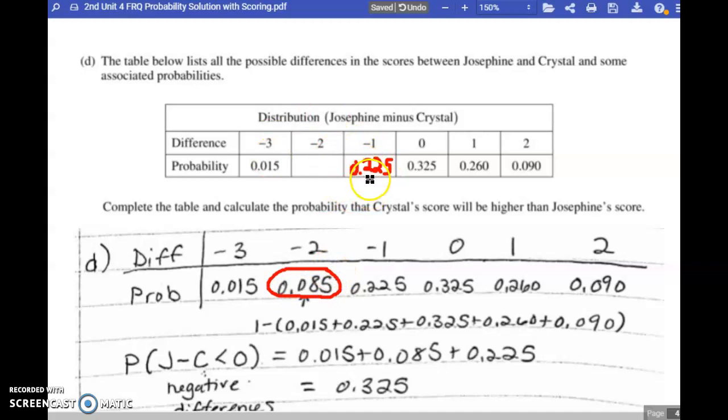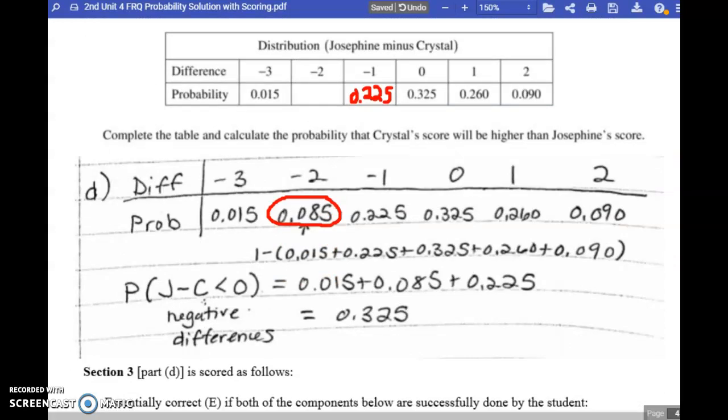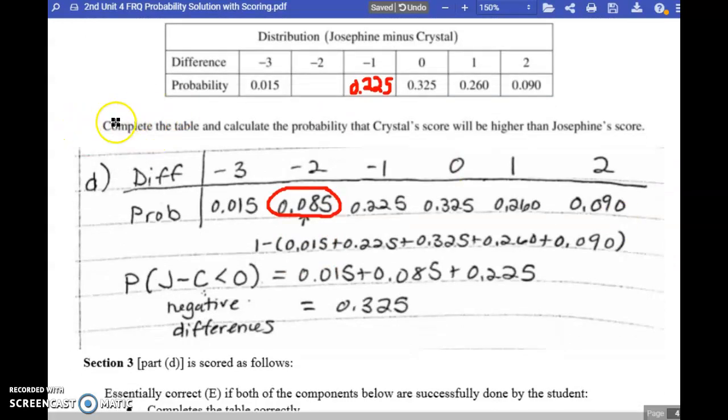So this question was pretty easy. Even if you got this probability wrong, the 0.225, if you used it to get this one, they still give you some of the credit, and I'll show you that in the scoring. Wait, let me go on.